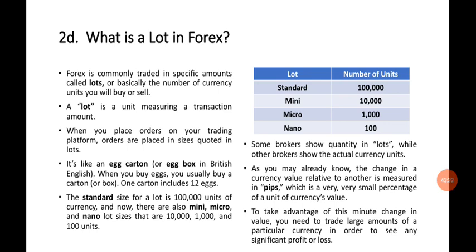It's like an egg carton, or egg box in British English. When you buy eggs, you usually buy a carton or box. One carton includes 12 eggs. The standard size of a lot is 100,000 units of a currency. And now, there are also mini, micro, and nano lot sizes that are 10,000, 1,000, and 100 units respectively. So here is a table to show you the breakdown of your lot size.